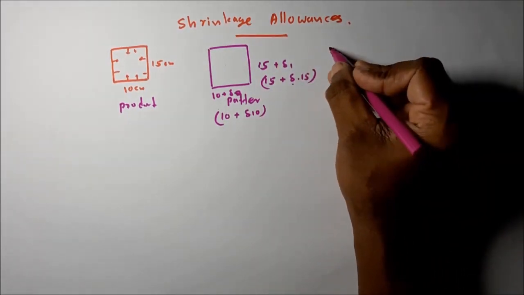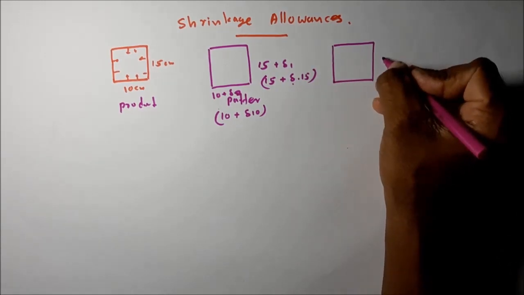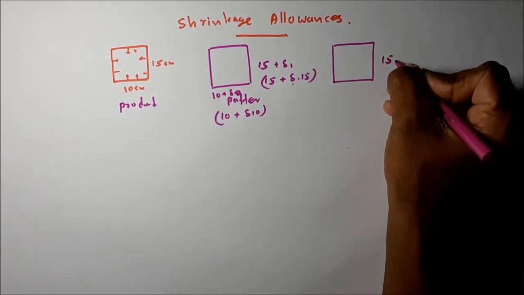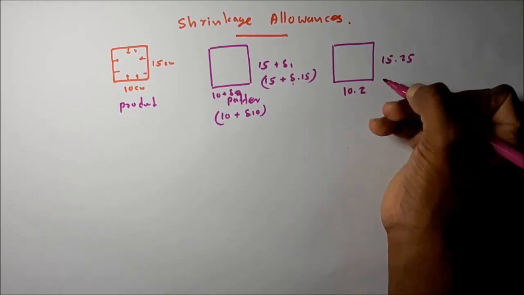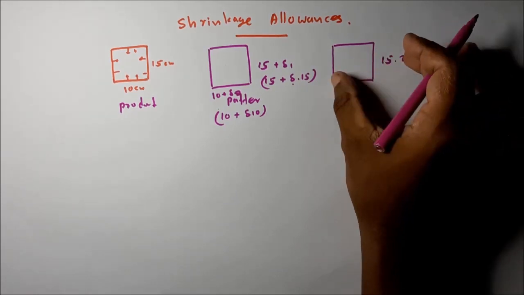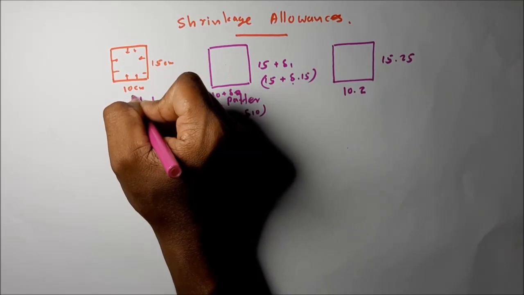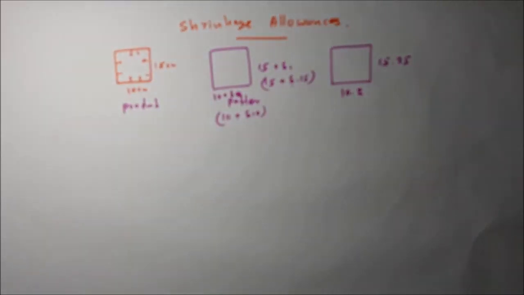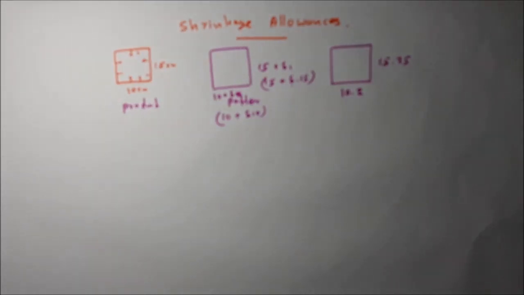Oversize. For example, let's assume we make this 15.25 and 10.2. Finally, if you make the pattern to this much dimension, after shrinkage we are getting a 15 centimeter and 10 centimeter product. That is called shrinkage allowance. Giving shrinkage allowances when making the patterns is very important.